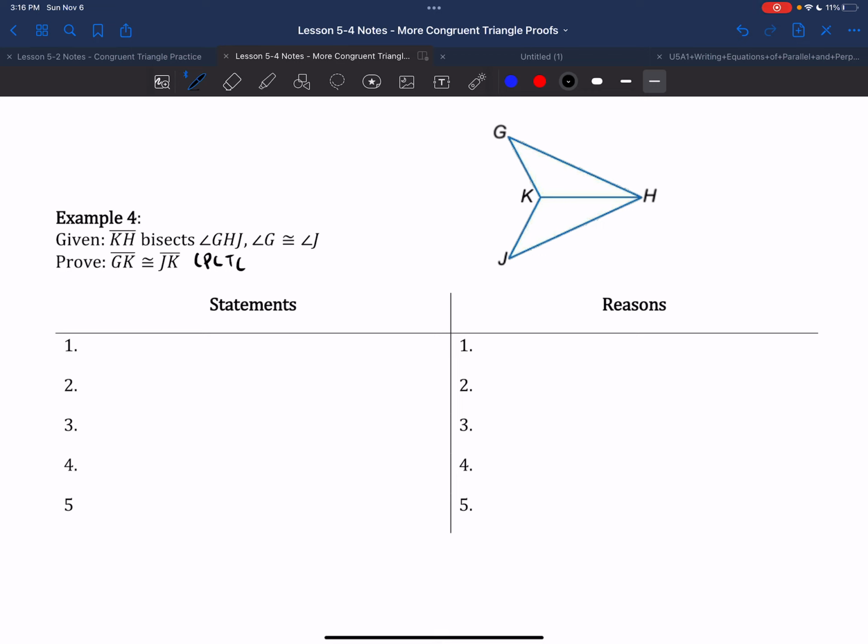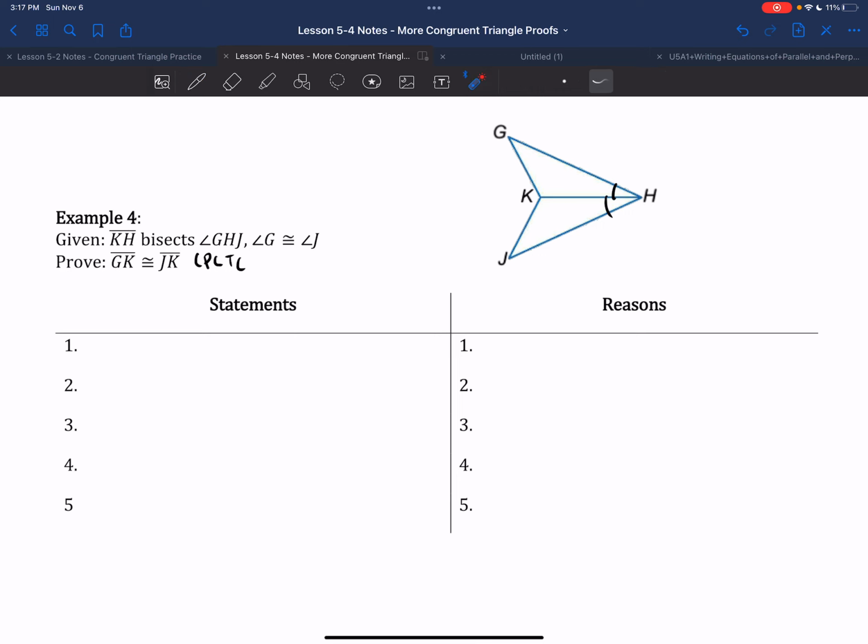Number one, always look at the given first before you jump into the proof, right? Look at the given. We know that KH bisects this angle GHJ. H is in the middle, so this is your vertex, right? So what does the bisector do to this angle? That means that this angle here is congruent to this angle there. Use one arc to indicate they are congruent.